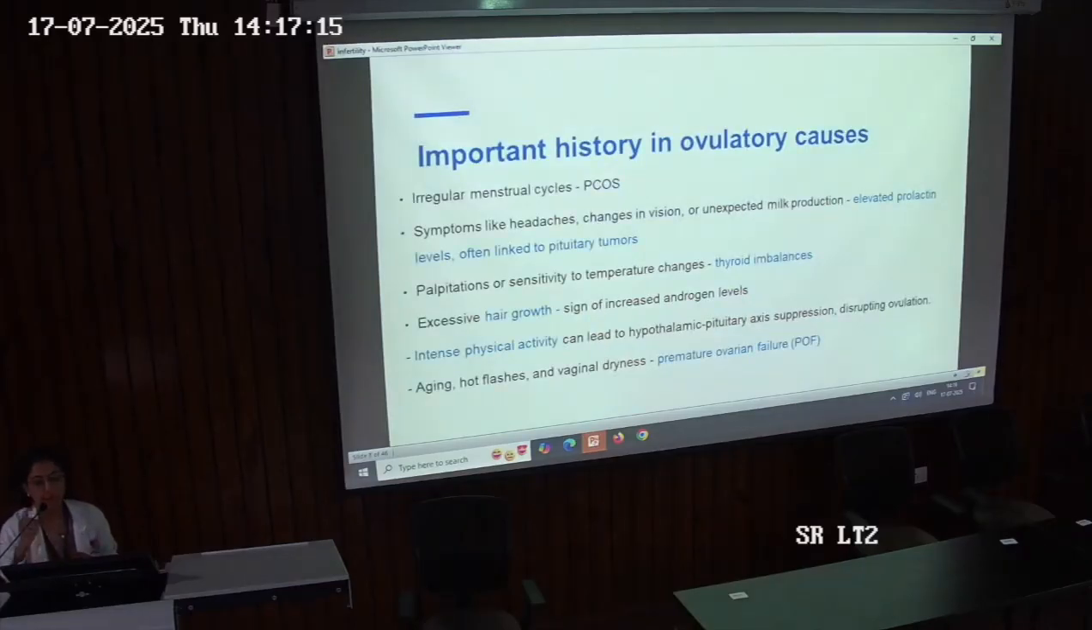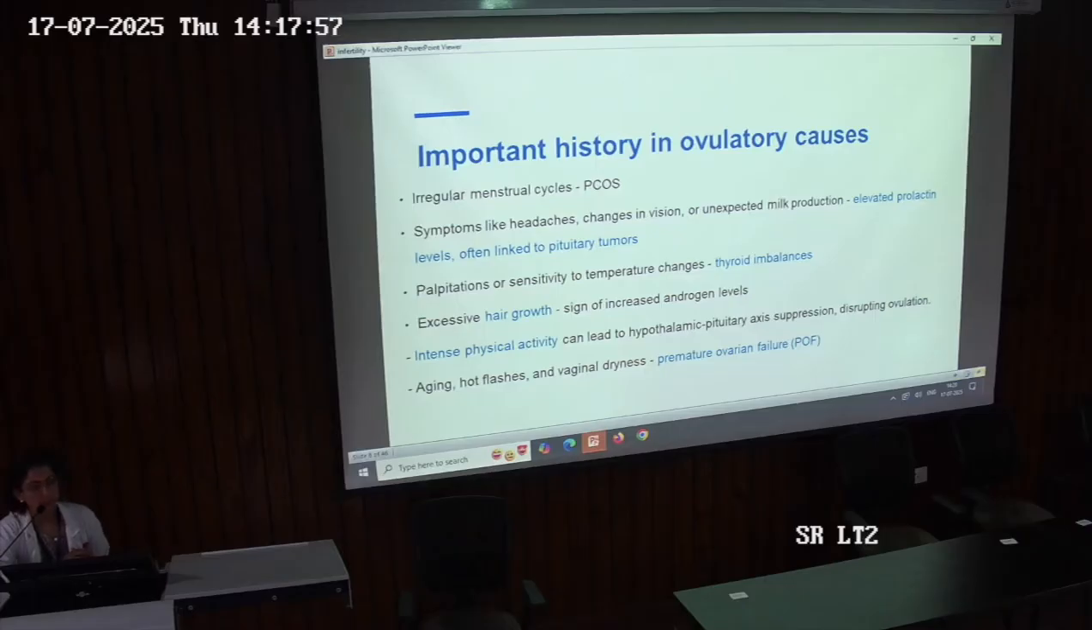So in ovulatory dysfunctions, what are the common complaints the patients usually present with? Anovulation usually presents as delayed cycles or secondary amenorrhea. Sometimes polymenorrhea is there, but usually these patients come with the complaint of delayed cycles. And if it is associated with a hyperandrogenic picture, then the diagnosis is almost confirmed as PCOS because 2 out of 3 Rotterdam criteria are fulfilled.